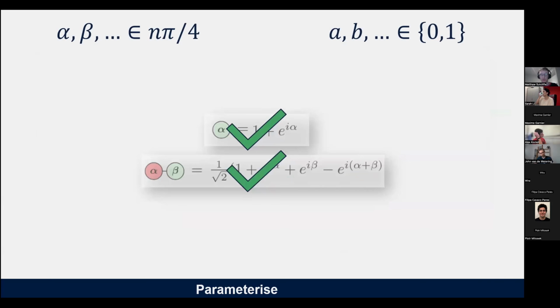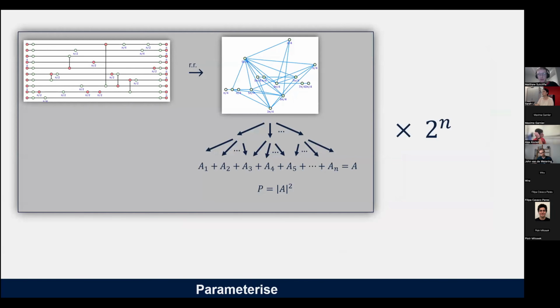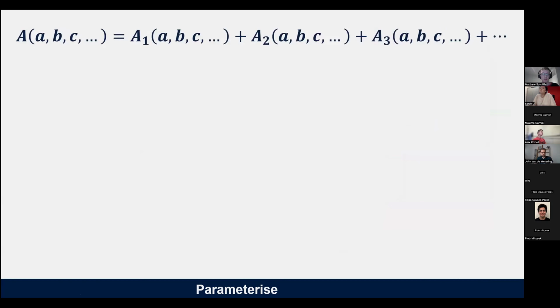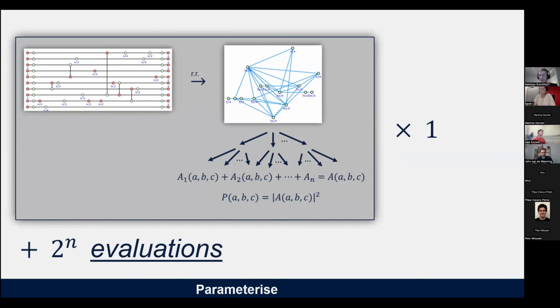So that's all the rules parameterized, which is quite handy, which means that now, instead of simplifying our circuit, reducing it, decomposing it 2 to the n times, we just have to do this once for parameterized inputs. And then we just have to evaluate this 2 to the n times. And evaluating, in theory, should be quicker than doing this whole reduction. And particularly if we make use of GPU parallelism, which we'll come on to next, this can be significantly quicker.